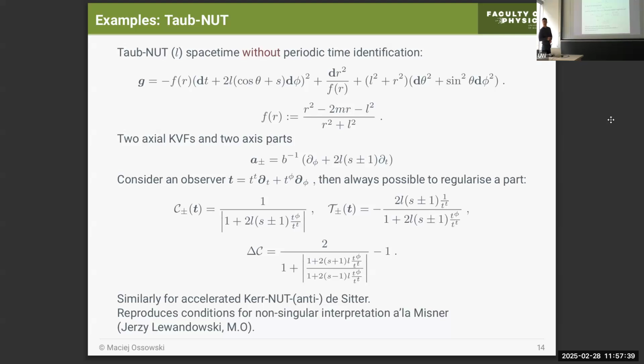However, there is a singularity at the axis in this metric. We have also introduced another fictitious parameter S, which will determine which part of the axis is regular, or maybe both of them are singular. So again, we have two axial Killing vector fields for two axis parts. However, here there should be B probably here. Sorry, because there's B here.